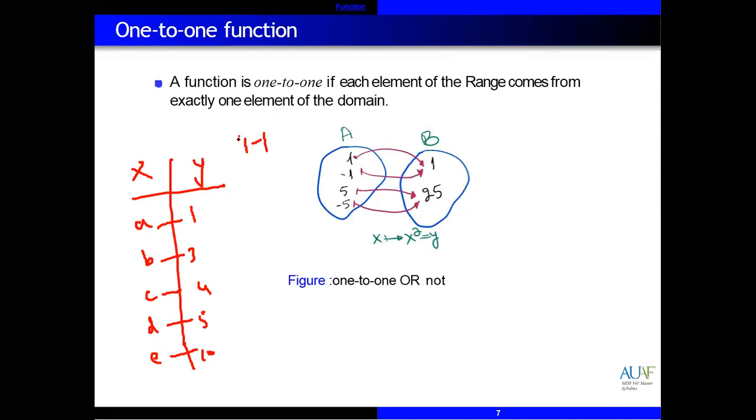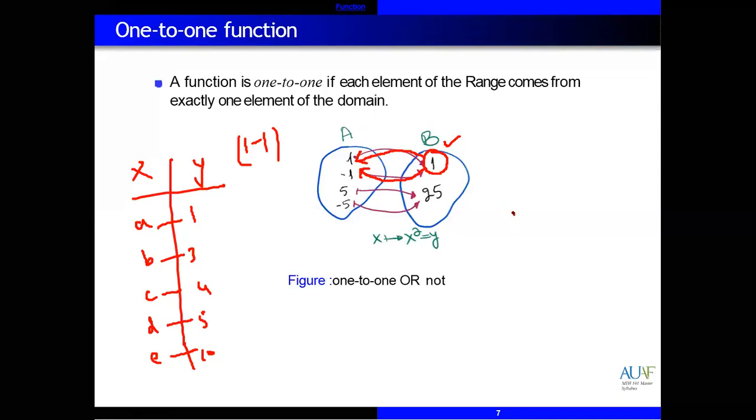What about this graph, A and B? Is this one-one? No, this is not one-one. Why? Because 1 is related with plus 1 and also with minus 1. So one number from the range set is in relation with two different numbers from the domain, so this is not one-one.